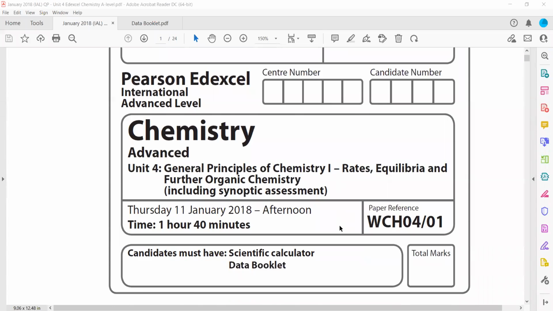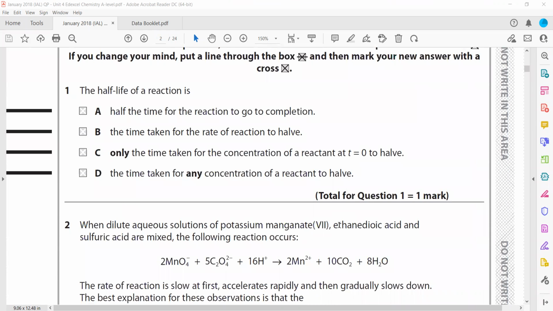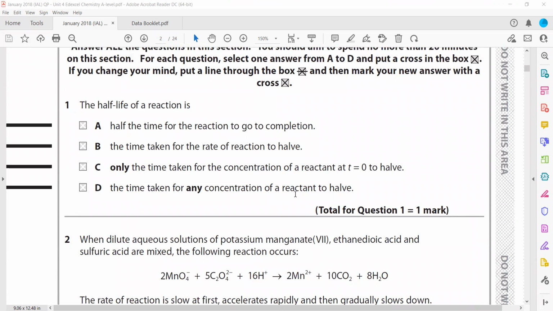This is the January 2018 paper. You can also use the chat for any question. If you think you know the answer, you can simply use the chat and state the answer.